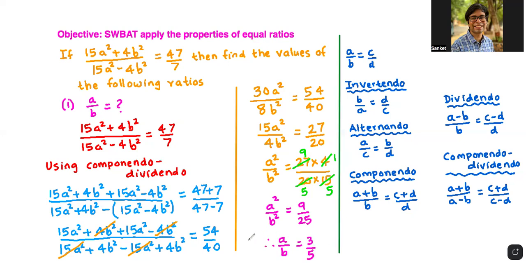How did I come up with this? I took square root on both sides. I got a upon b is equal to 3 upon 5. So that is what I was asked to find. So I found a upon b is equal to 3 upon 5. Let's do the next problem.